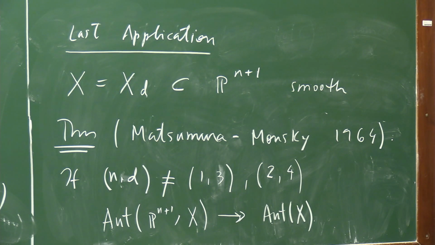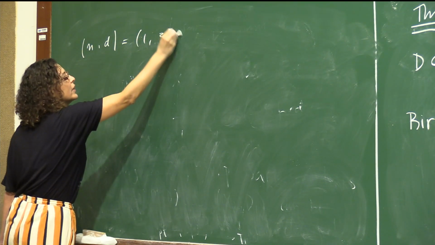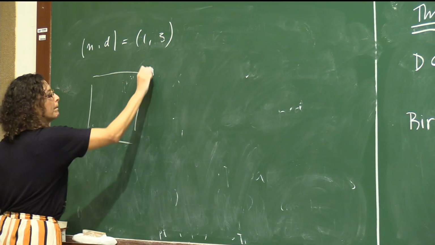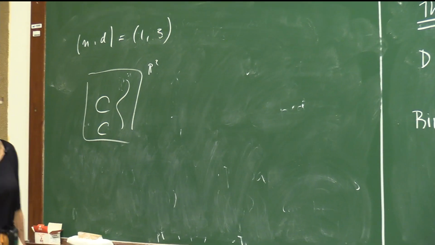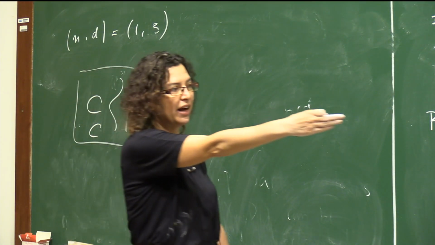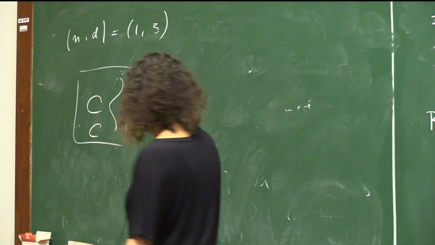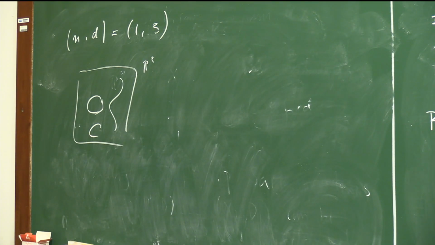So the first exceptional case is the case NB is 1, 3, so an elliptic curve in P2. And in this case here, there's no way that we could have that surjection because the automorphism group of the elliptic curve is infinite, while the group on the left-hand side would be finite.